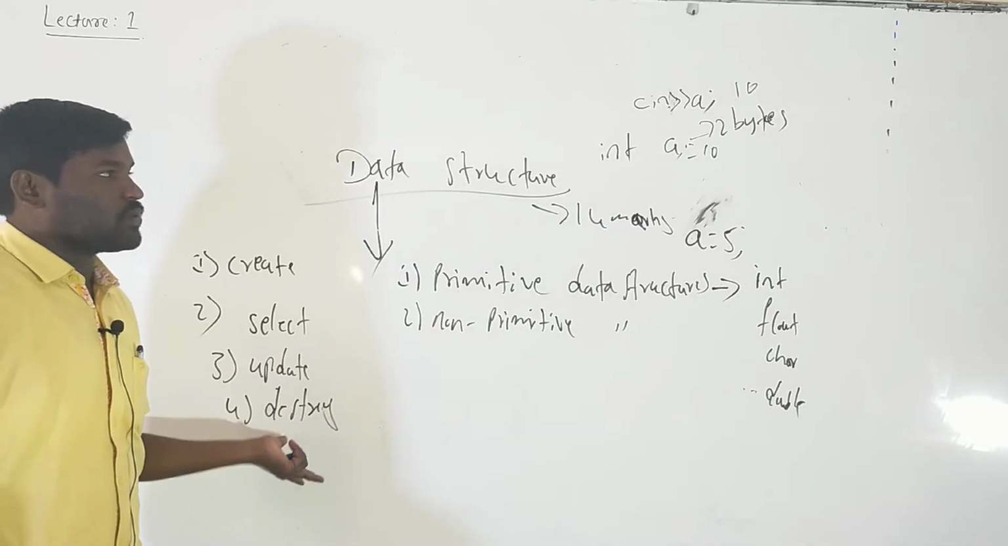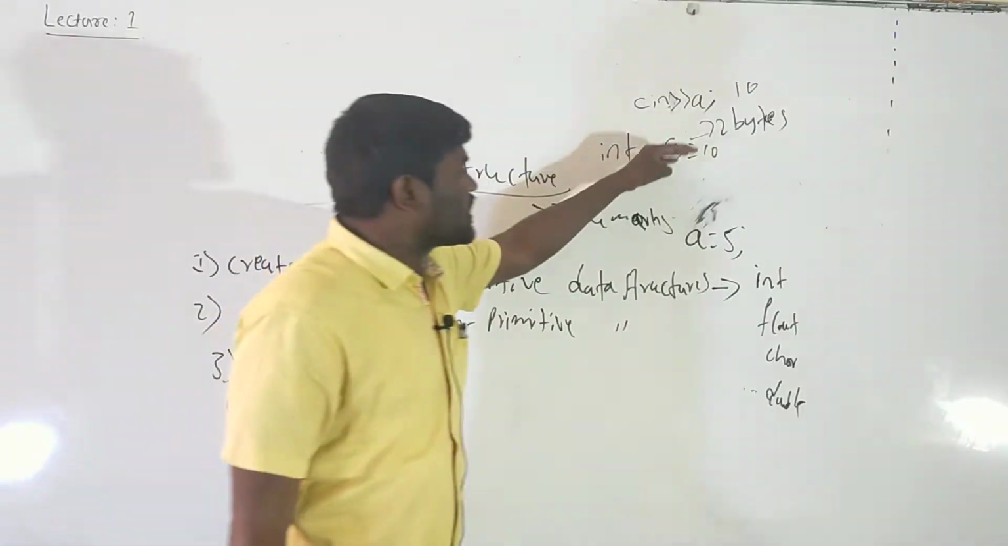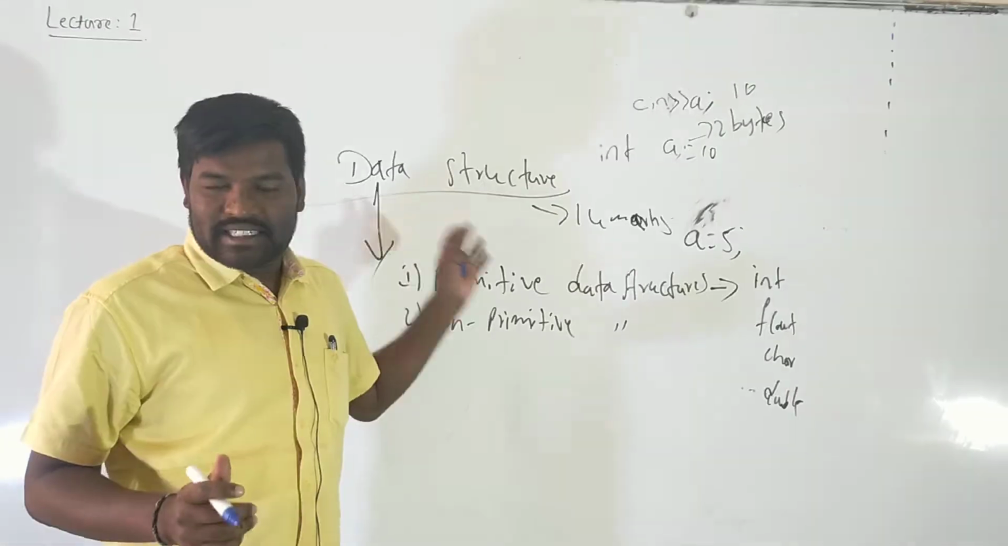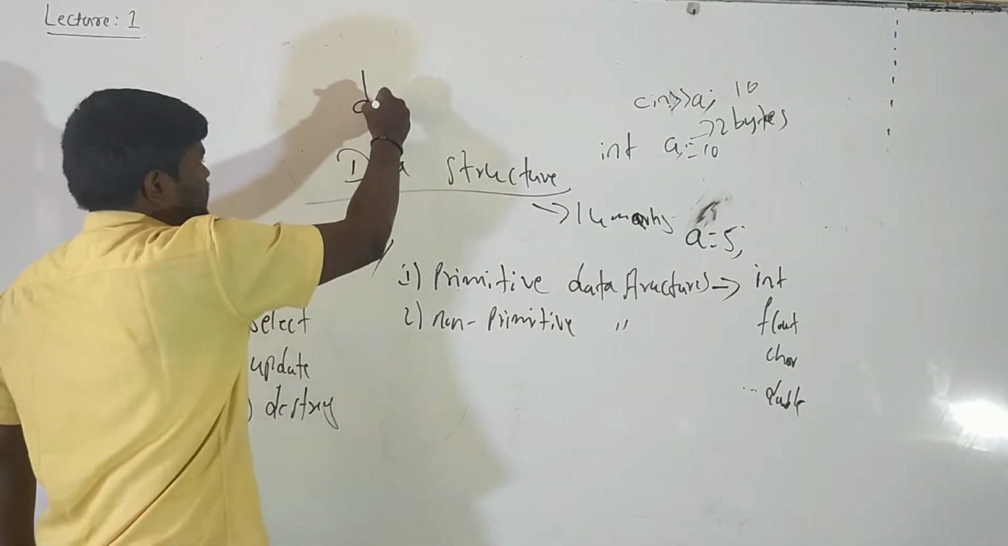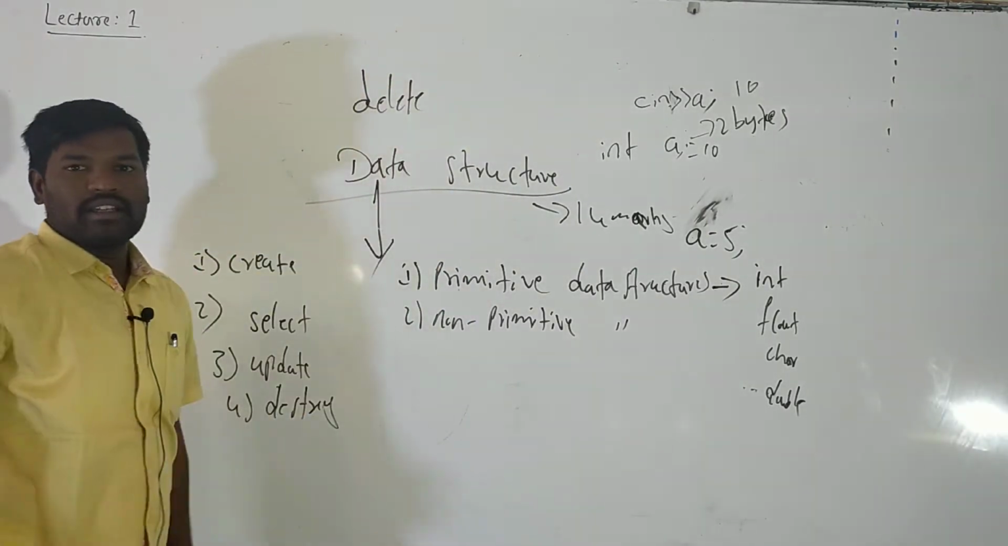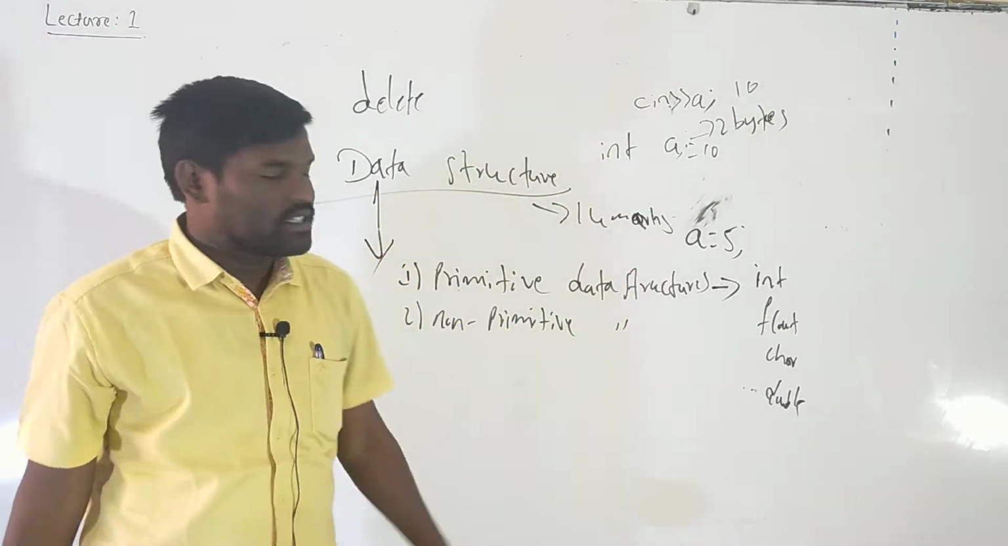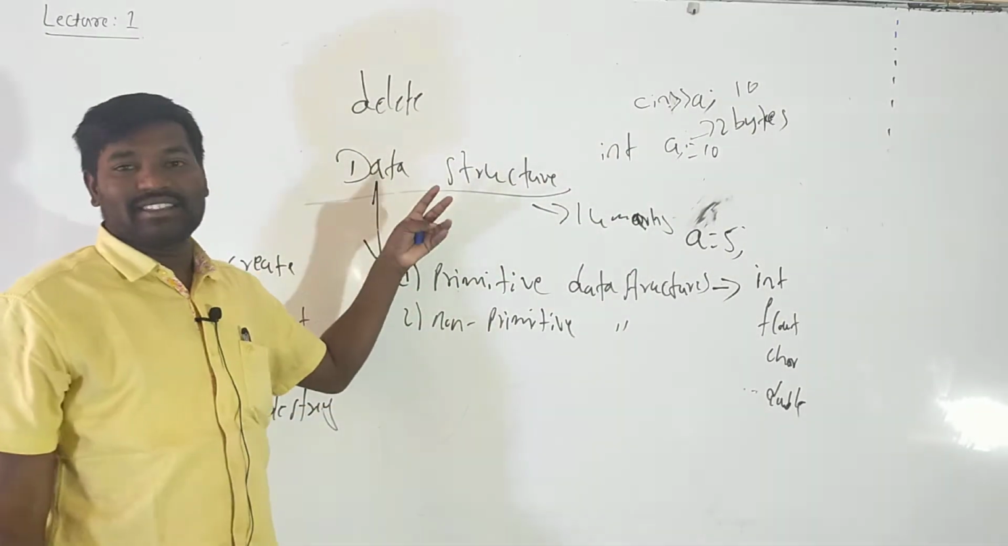Here destroy means whatever memory is allocated for A, automatically it will be deleted. In the data structure we have to use one keyword, that is delete. Here delete is used to destroy the data structure. Clear?